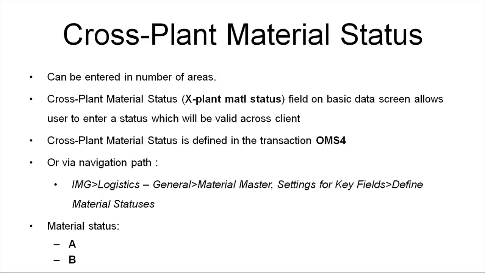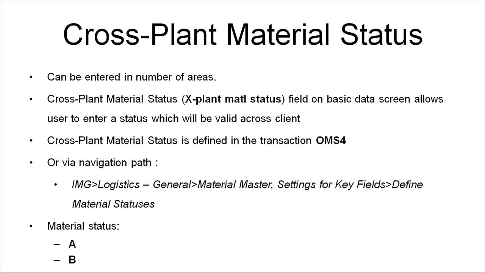Cross-plant material status can be entered in a number of areas. The cross-plant material status, X-plant material status, field on the basic data screen allows the user to enter a status which will be valid across the client. Cross-plant material status is defined in the transaction OMS4. Alternatively, it is navigated in order of IMG, logistics general, material master, settings for key fields and finally define material statuses. A two-character field defines the material status. It can be used to configure new material statuses. A for warning message and B for error message.